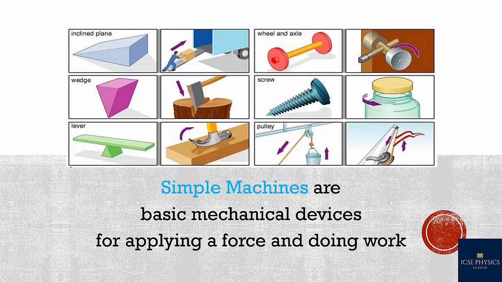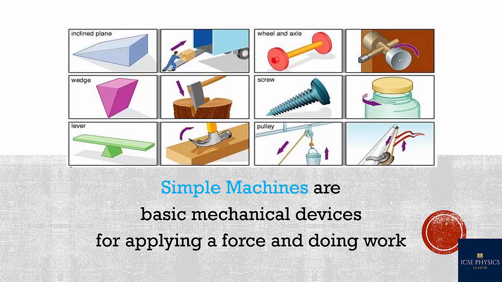This wedge or an axe is a machine. Levers, hammer is a machine. Pulley is a machine. Screw is a machine. Wheel and axle are machines in physics words. How come they are machines? Let's see. How does physics define machines?